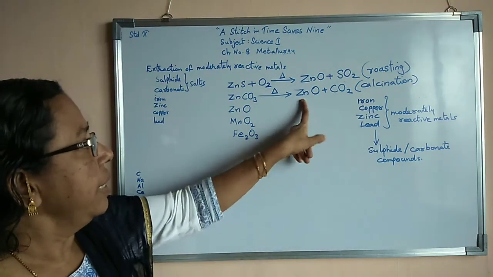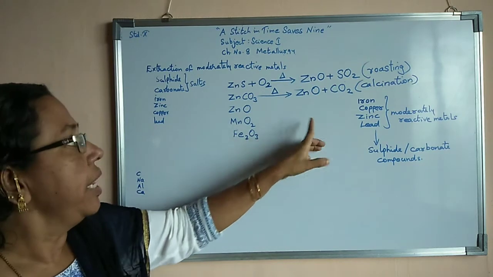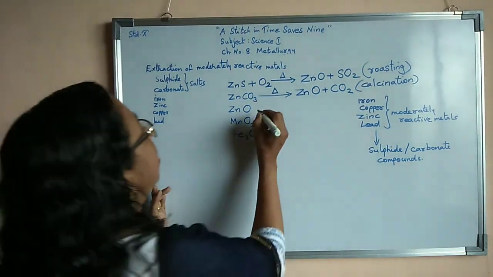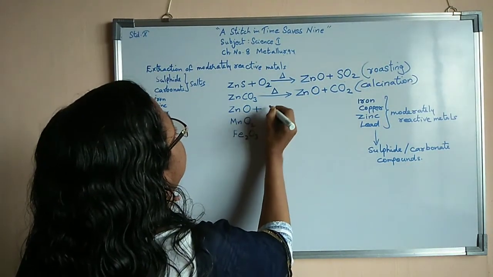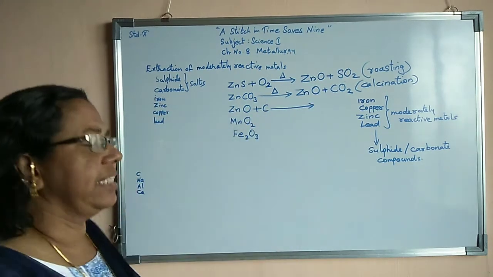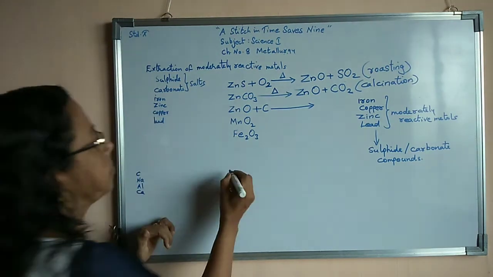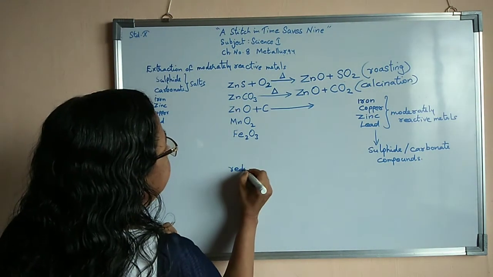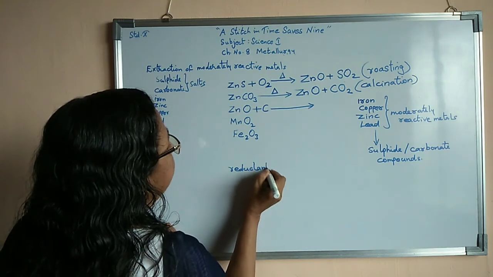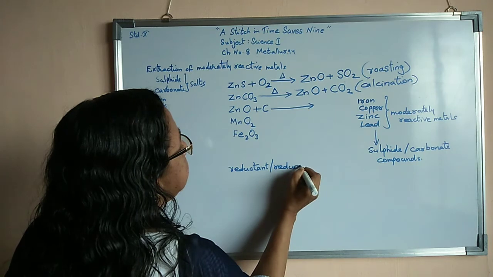Now, in both places we have got zinc oxide. This zinc oxide we have to reduce with the help of a reducing agent, or reductant.